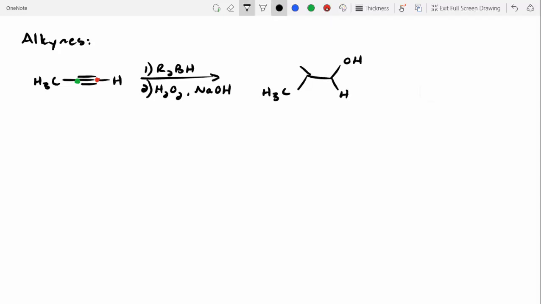Let me clean this up a little. And we've got a hydrogen right there. But now we've got to do a tautomerization under basic conditions. So this is a little bit different than what we saw yesterday with our acid catalyzed hydration. And let me actually show the bond between this oxygen and hydrogen.